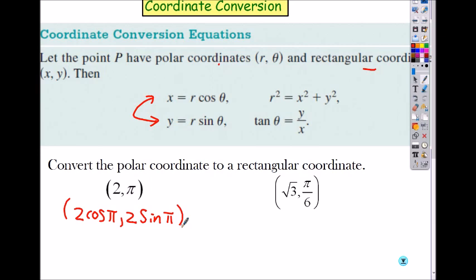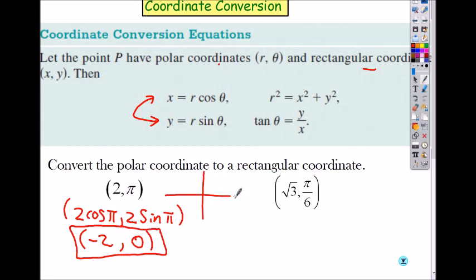So what is cosine of pi? Negative 1 times 2 is negative 2. Sine of pi is 0, 0 times 2 is 0. So this is the rectangular coordinate. Let's see whether it is true. Let's roughly graph it. Here pi, 180, is over here, and the radius is 2. So in a rectangular coordinate, isn't it negative 2 comma 0? Yes.